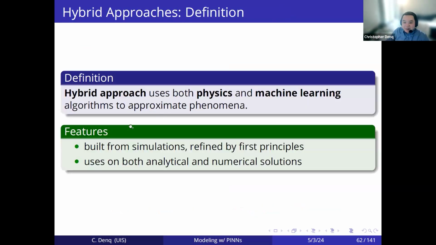So we've talked a lot about PINNs. I just want to summarize those key features. The main feature here is that PINNs, because they are still a machine learning approach, are still built from those simulations, but they use the advantage of physics. They're refined by those first principles. Another main feature is that a PINNs model can leverage both the analytical and the numerical solution set.